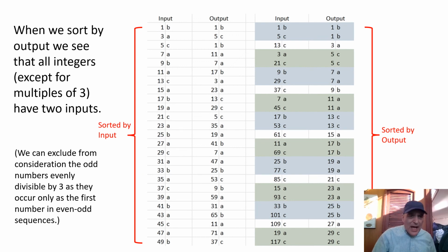So when we sort output, we see that all integers except for multiples of 3 have 2 inputs, and we can exclude from consideration the odd numbers evenly divisible by 3, as they occur only as the first number in even-odd sequences, for example 27. Again, there is a number before 27, it's 109, and when you use the conventional sequence, it skips 109, it skips 27, I think it goes straight to 41. And that's why, again, that's a third rail, let's just say that. 109 to 27 is a third rail.